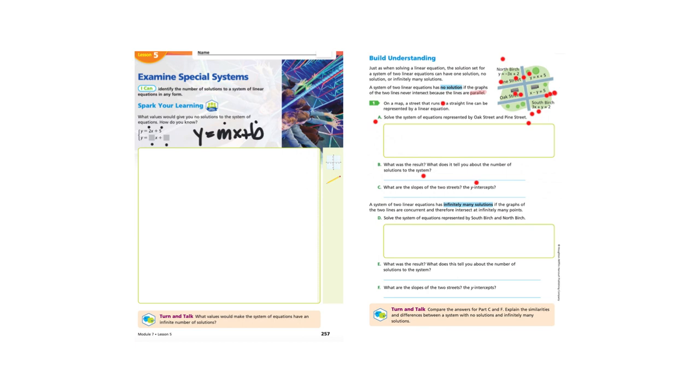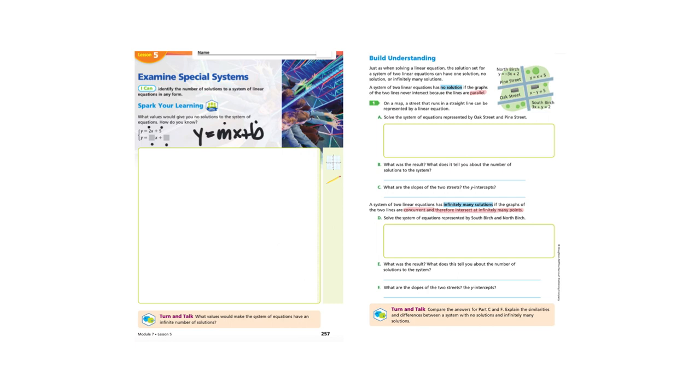For this next part, a system of two linear equations has infinitely many solutions if the graphs of the two lines are concurrent and therefore intersect at infinitely many points. So let's look at that. Let's highlight that as well. So there are infinitely many solutions if the graphs of the two lines are concurrent and therefore intersect at infinitely many points. Basically means it's the same line, right?